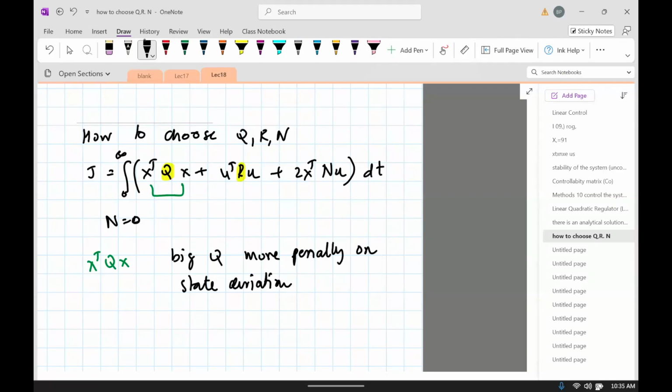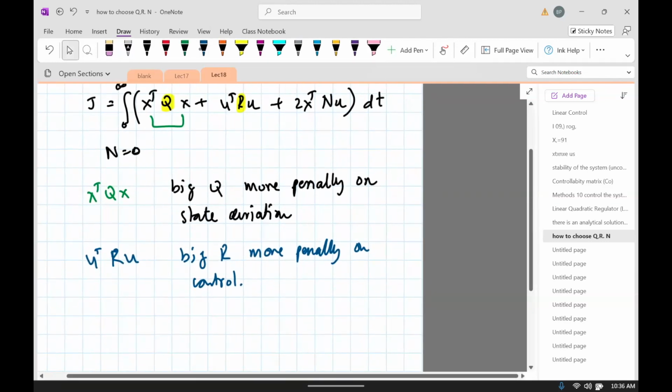If you're not going to x equals 0 and you're going somewhere else, you just put x minus whatever x ref. Similarly, if you look at u transpose Ru, you can say the same thing. Big R, more penalty on control. What it means is that if you put a very big value of R, it will penalize you for putting control. So even a small torque will lead to a high cost. Okay, and so it's really basically a compromise. You need to figure out how much deviation can you tolerate. There's how much x can you tolerate and how much u can you put in. And so you need to basically choose a number which gives you a compromise between the two.